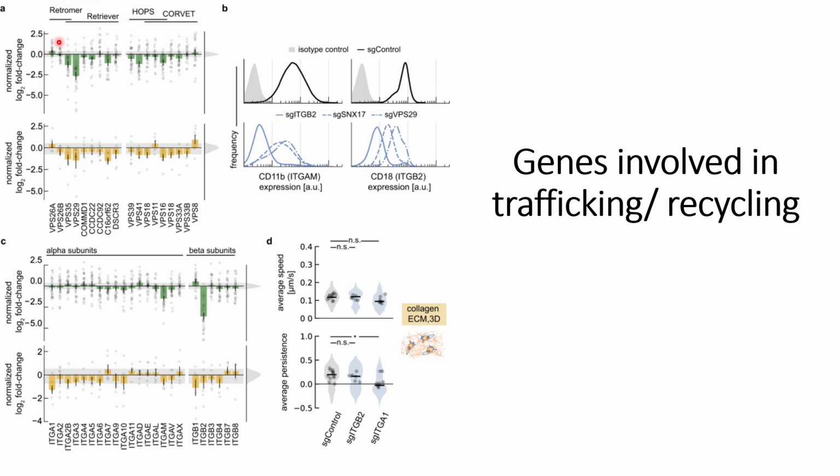First they have provided the result of this retromer and retriever. The retromer means the recycling of the integrins to the trans-Golgi network, and the retriever means recycling of the integrins to the plasma membrane. Simultaneously they also checked some results for HOPS and CORVET, genes that help in protein trafficking between endosome and lysosomes. They found that the maximum downregulation occurs in VPS29, which should affect the integrin levels on the cell surface.